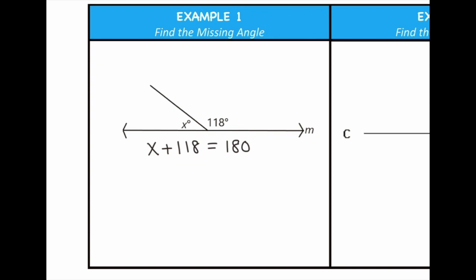So in order for me to isolate x, I need to subtract 118 on both sides. So on the left-hand side of the equation, it cancels out, leaving me with x. And on the right-hand side, I need to calculate 180 minus 118, and that gives me our missing value of 62. So we know that x equals 62 degrees.